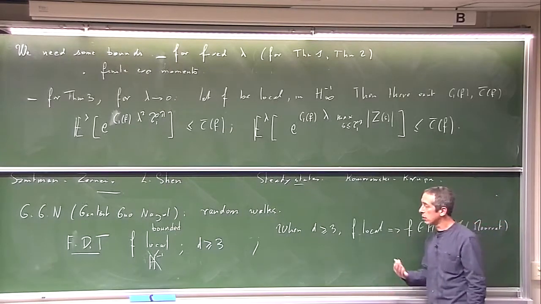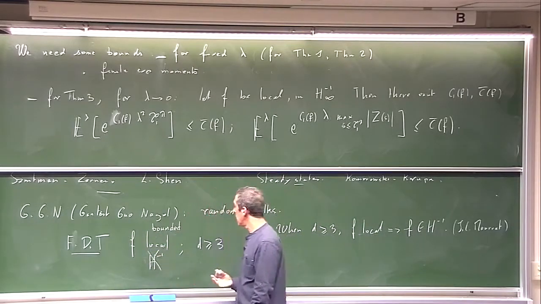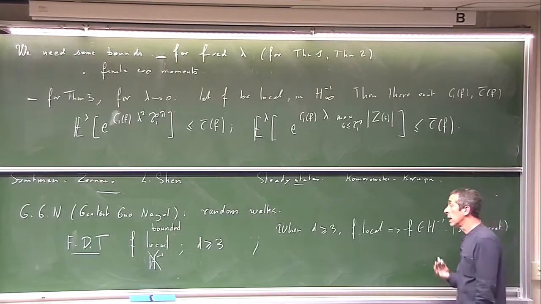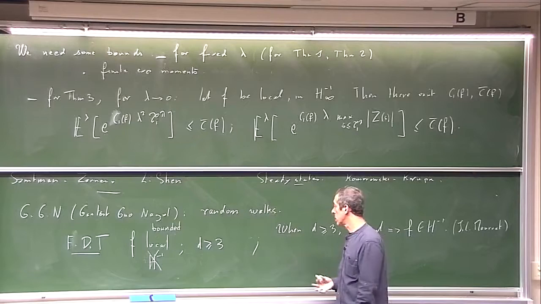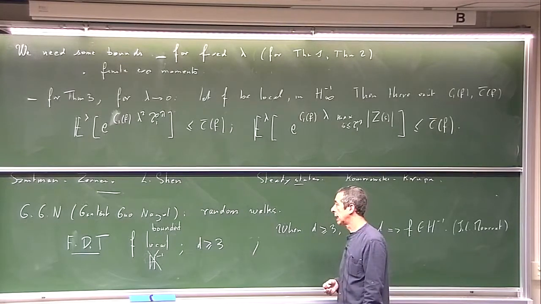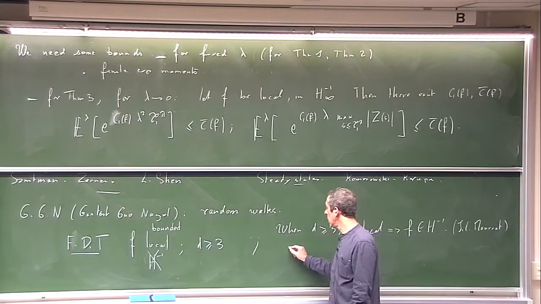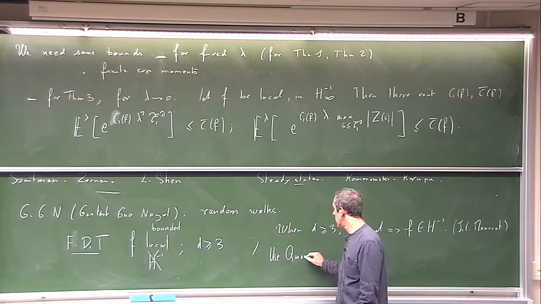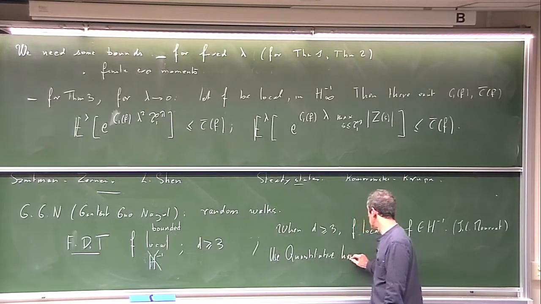But in fact, in order to establish the fluctuation-dissipation theorem, the proof of Nina, Xiaokin, and Yan uses some more quantitative information about the central limit theorem. So here you use a little bit of quantitative homogenization.